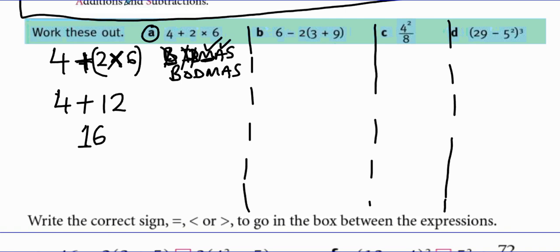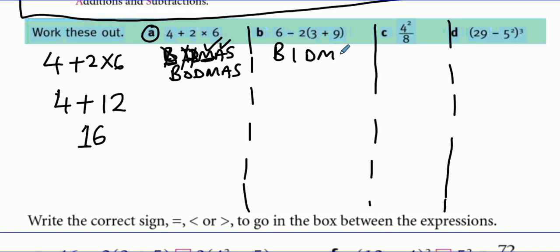So first you have to do multiplication before addition. So 4 plus 2 times 6, first multiply and later do addition. Okay, how about this one? Should we use BIDMAS or should we use BODMAS? Any of the two. Let us check.